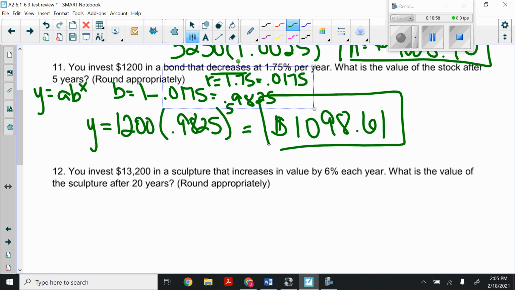We know that our answer makes sense because since they told me that it was decreasing, I knew that my answer had to be smaller than what I started out with, 1200, and it is in fact smaller.